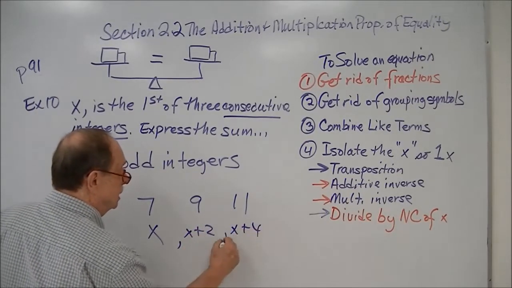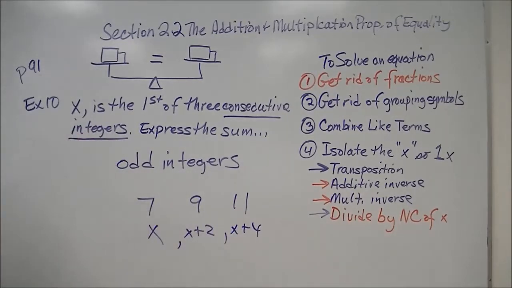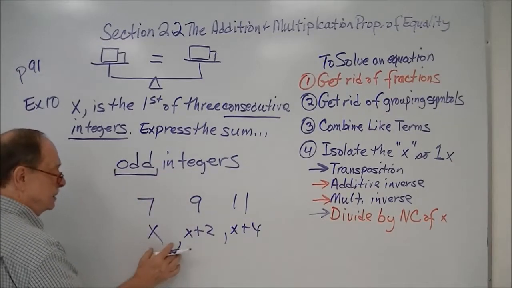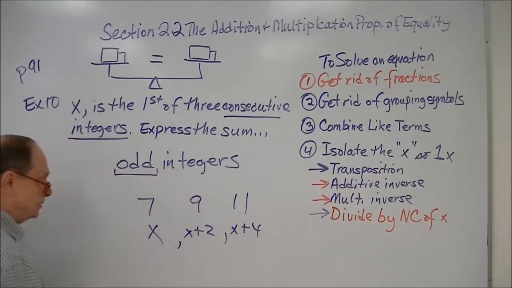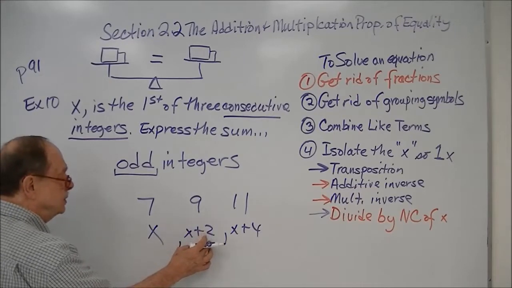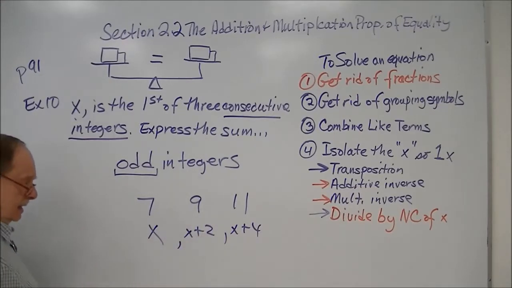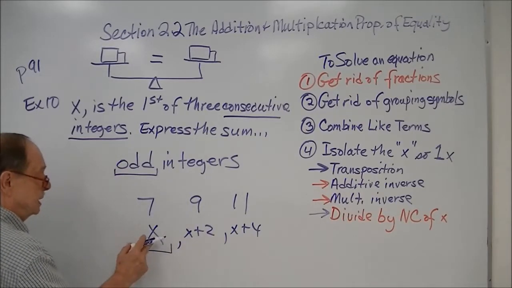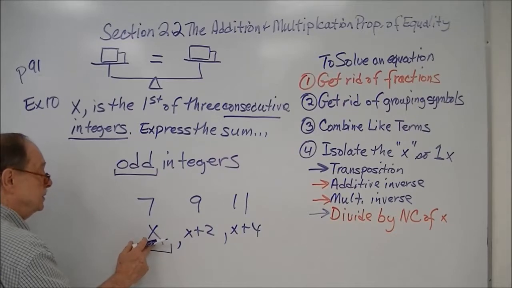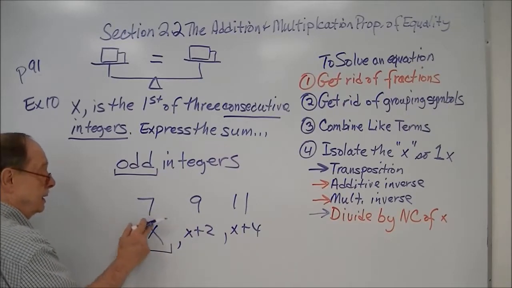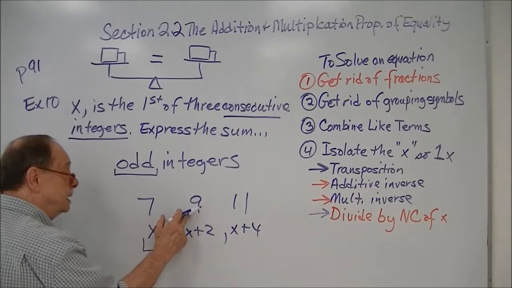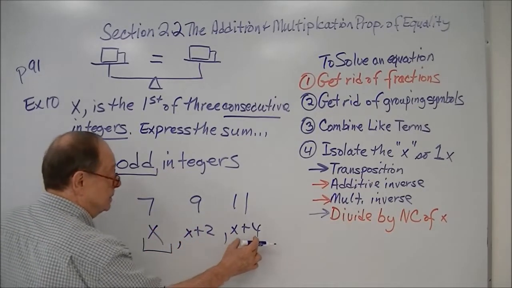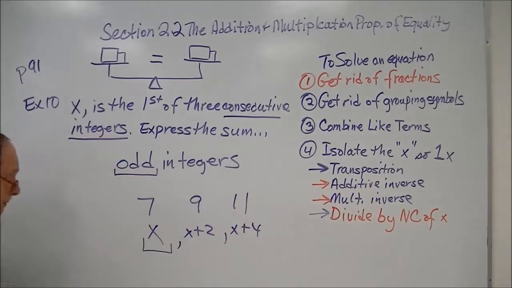x plus 4. Now, when students see this and they're asked for odd integers, this is sort of an enigma for them, a mystery. How could you add 2? 2 is even. But the key to all of this is defining your first integer. If your first integer is odd, then to get to the next odd integer, we have to add 2. And of course, the 4 for the next one after that.